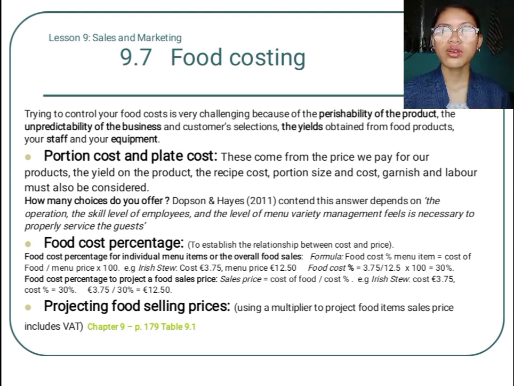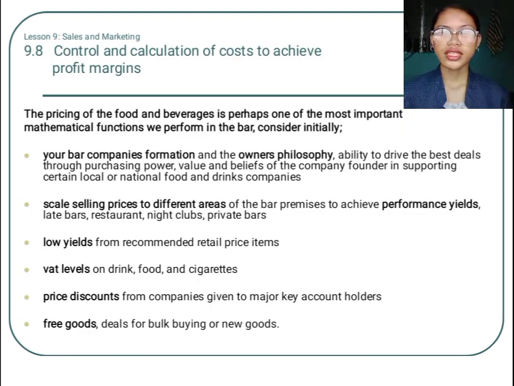So next is on how to get the percentage to project a food sales price. So here is the formula. So the sales price equals the cost of food divided by the percentage, we get sa kinaunhan nga pag-solve. So for example, again with the Irish stew, it costs $3.75, then divided by the percentage, which is the 30% cost. Next is control and calculation of cost to achieve profit margins.